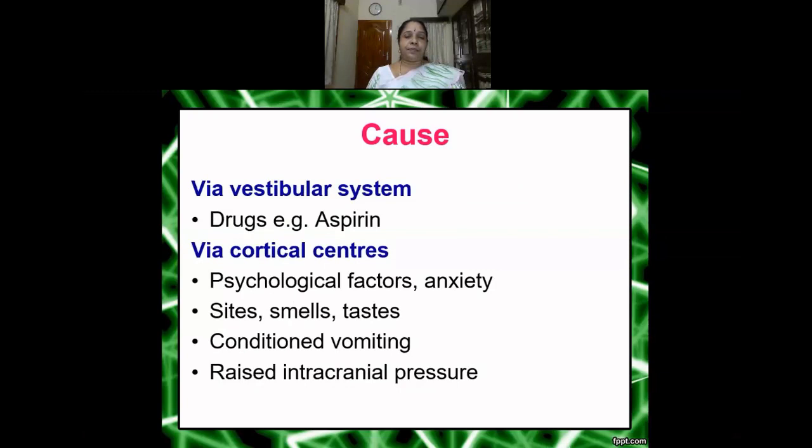When the cause is through the vestibular system, drugs such as aspirin can be responsible. Through the cortical centers, psychological factors, anxiety, when a patient sees a particular place, or smells or tastes a particular thing, it can induce vomiting. Conditioned vomiting is when they are in a particular place, or when they eat a particular food, they vomit. That we call conditioned vomiting. Another cause is raised intracranial pressure.